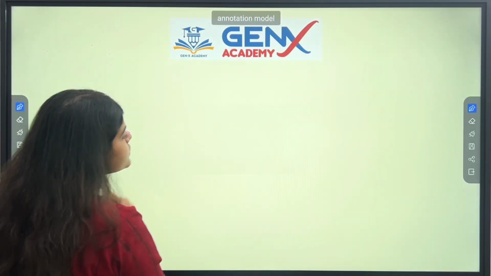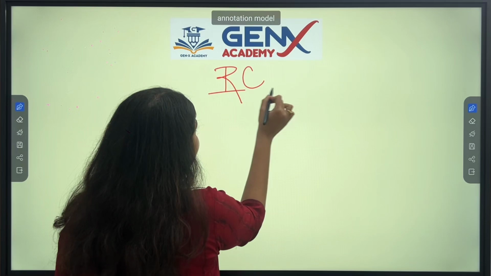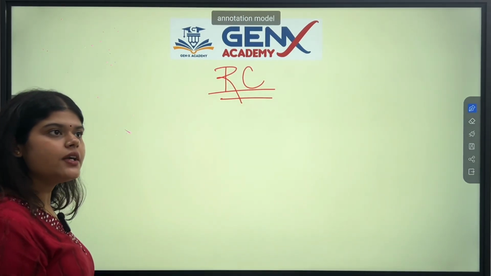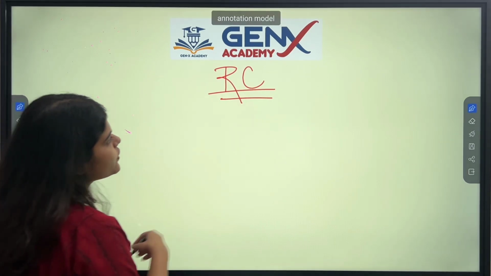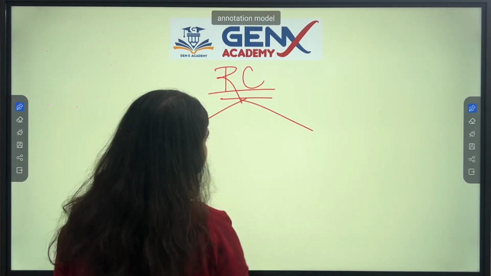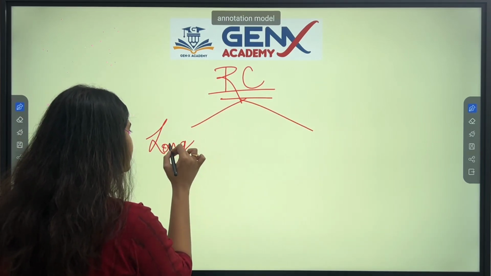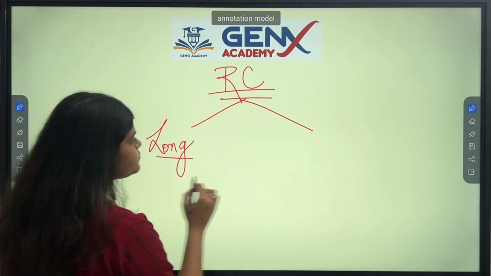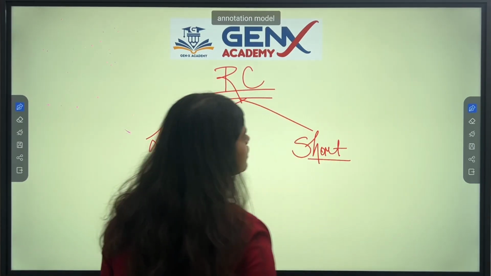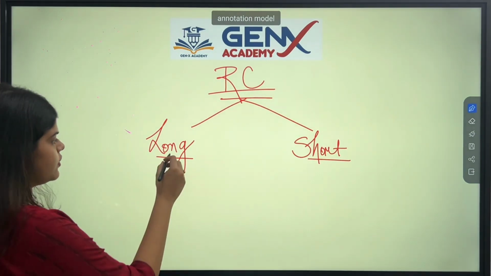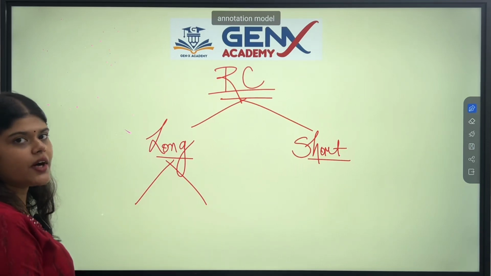So, again, there are types of RCs which will require different types of strategies and tricks to solve them as per the requirement. Firstly, it's of two types. Long, short. Okay, and again, within the long type, there are two types. It's classified further into two types.